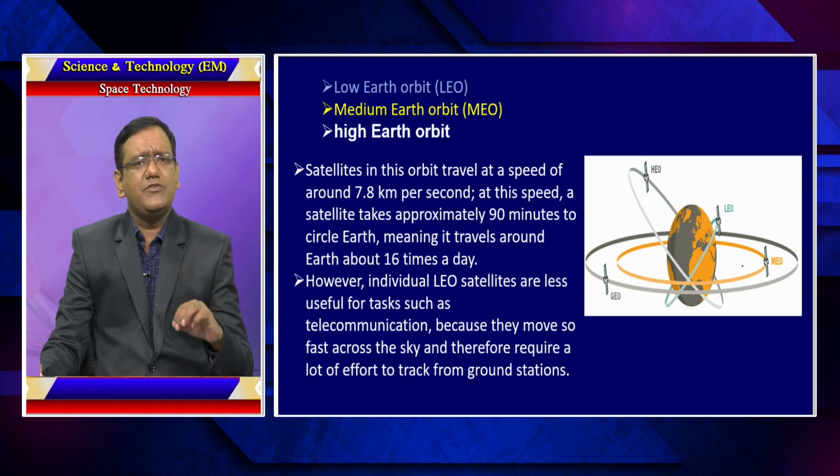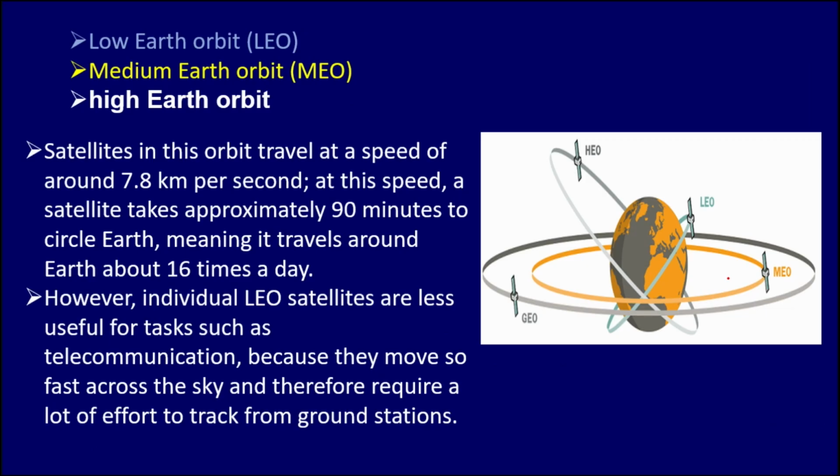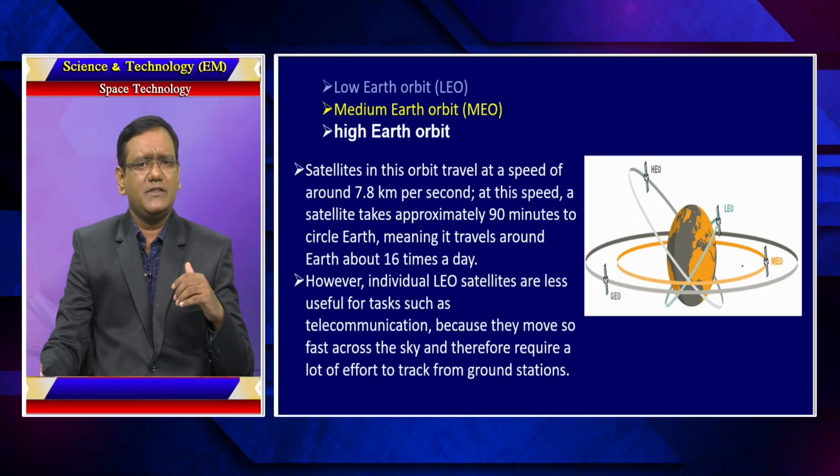However, these LEO satellites are less useful for tasks such as telecommunications, because they move so fast across the sky and therefore they require a lot of effort to track from the ground stations. So if you want to send and receive signals simultaneously and constantly for telecommunication purposes, this is actually not suitable.